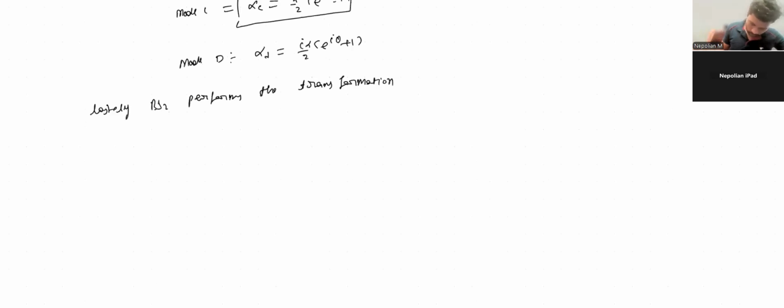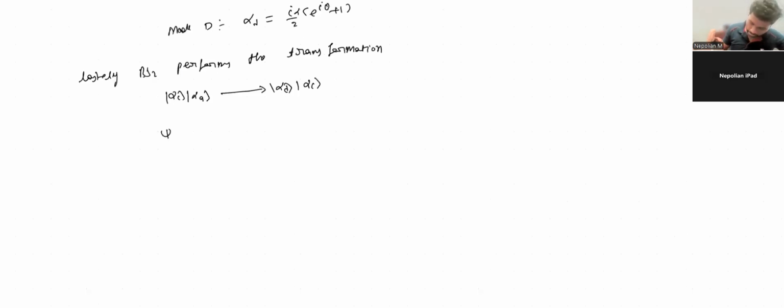BS2 performs the transformation, that is, alpha C and alpha A going to alpha D and alpha C. This is the input: alpha C and alpha A are the inputs, and alpha D and alpha C are the outputs of BS2. Final expression we get for alpha 2 after plugging all these things in.